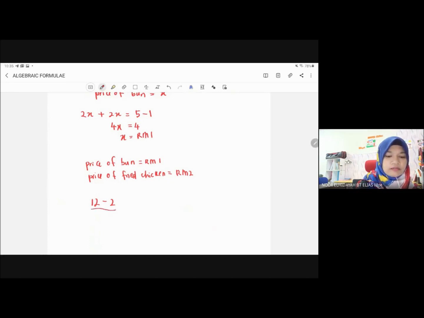So you have to bahagilah. Okay, cikgu tunjuk dalam bentuk yang lebih mudah. Okay, divide by berapa ringgit untuk fried chicken? Fried chicken is 2. Okay, so equals to 12 minus 2. 2 is 10. 10 divided by 2 is 5. So 5 fried chicken. Okay. Itu dia jawapan dia.